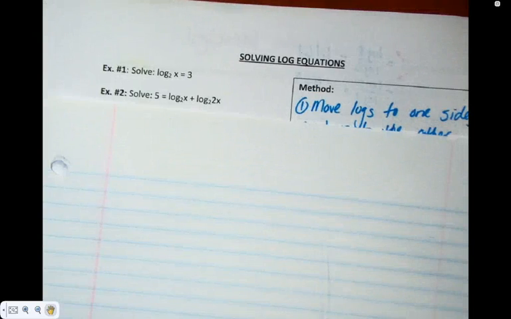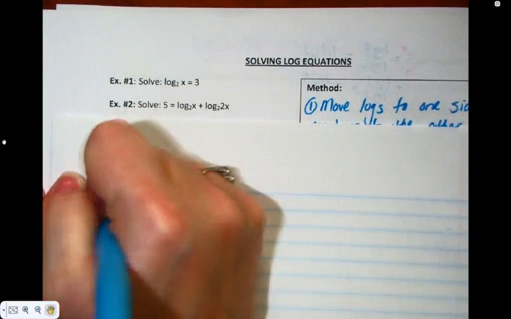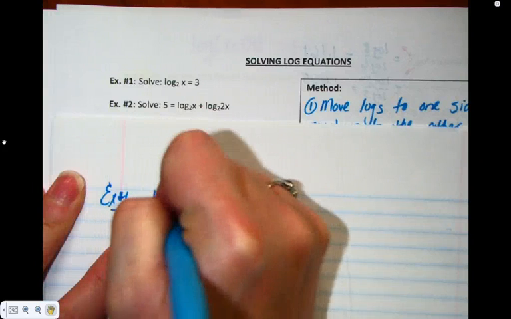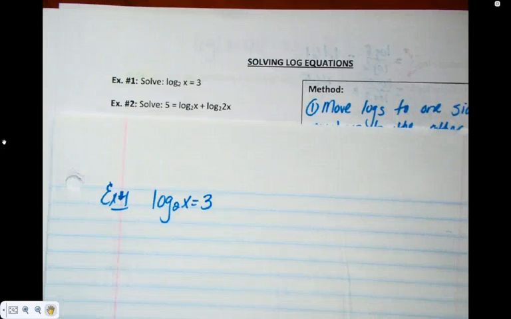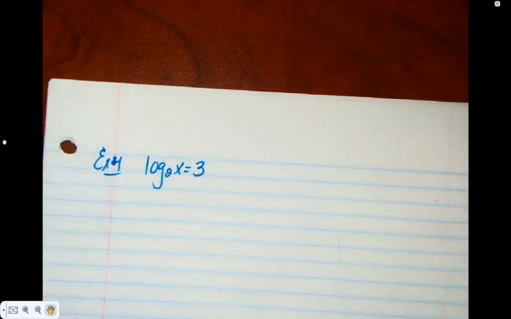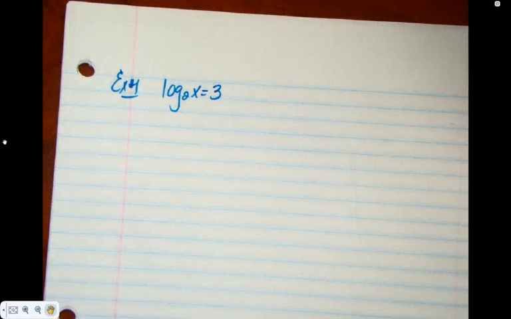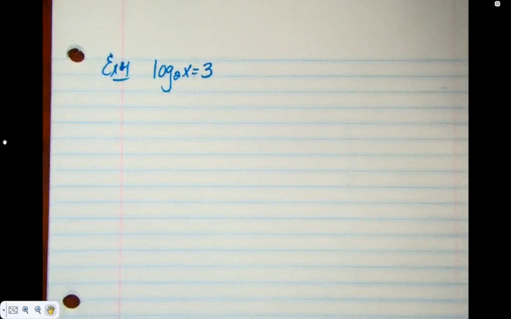Okay, grab your paper. We'll start with the easy and work towards the hard ones. Step one, basically what you're doing is isolating logs. So we put anything with a log onto one side, anything without a log onto the other side. Take a look at this one. Are all the logs on one side? Are all the non-logs, or the numbers, on the other? So this one, step one, is done for you.